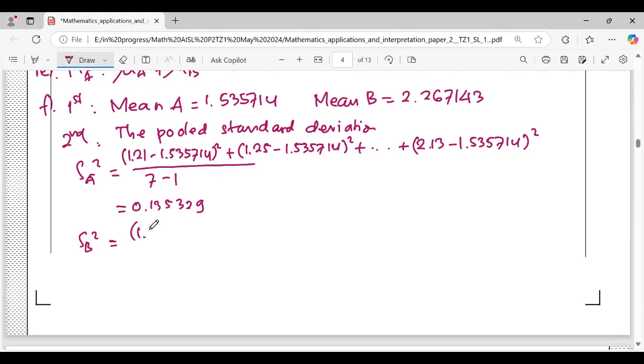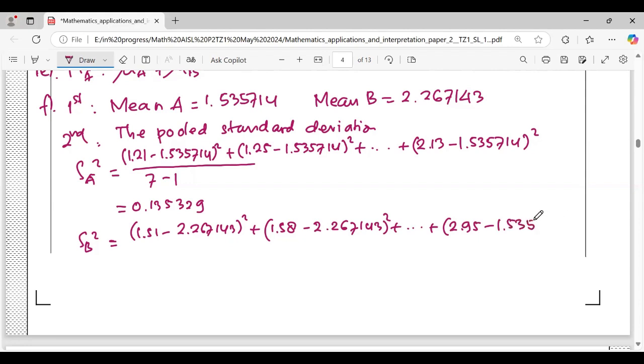For location B, 1.51 minus this one, 2.26714 squared, 1.58 minus 2.26714 squared, so on, 2.95 minus 2.26714 squared, over 7 minus 1. And the result, 0.41037.